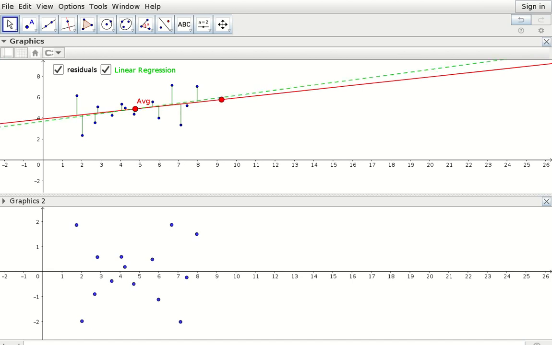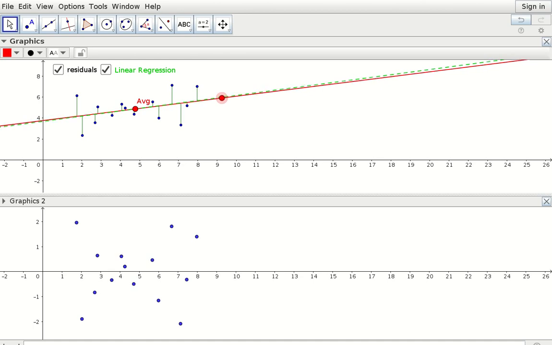Let's see what the real linear regression line is. I got pretty close. You can play around with this file. I'll send it out to you. But basically, we start with the average point, and then we rotate around the average point until we get the residuals as close to 0 as possible.